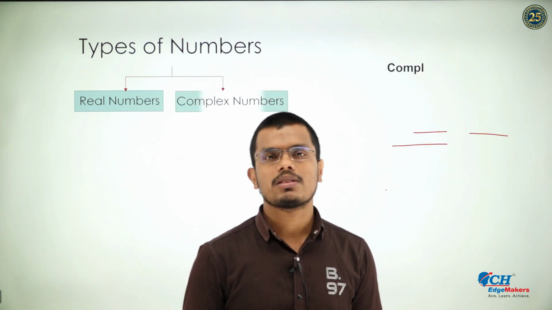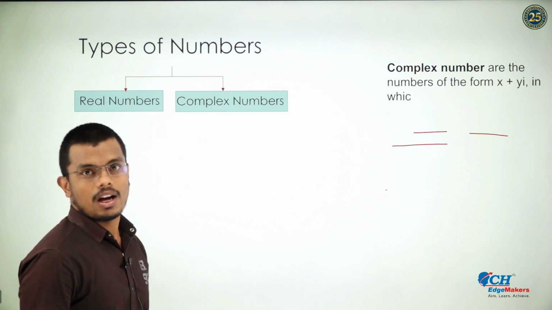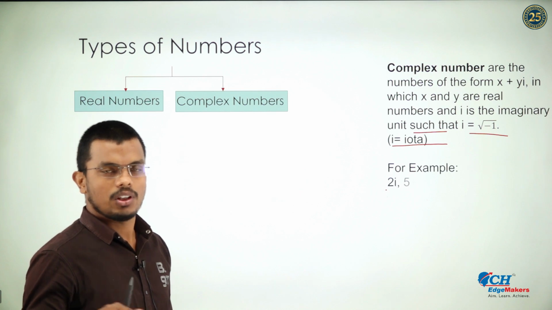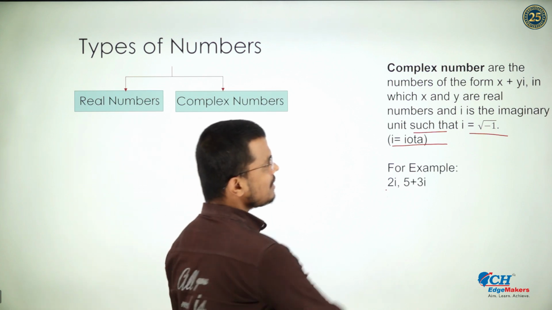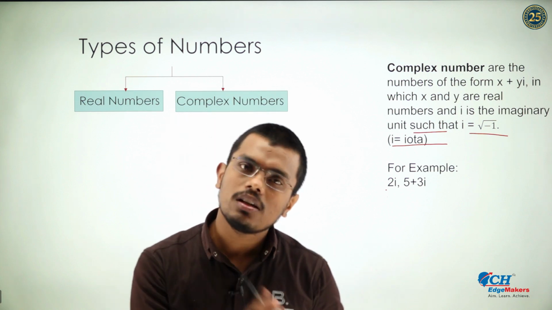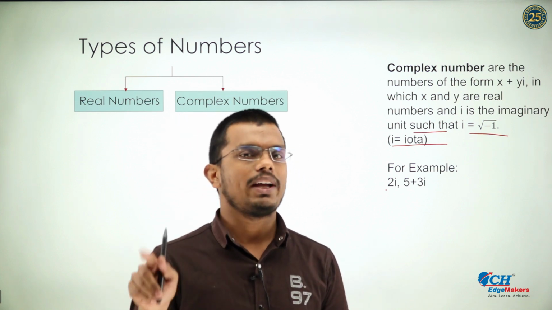So what are complex numbers? Complex numbers are of the form x plus iy. Now what is x plus iy? This x and y are real numbers and i is the imaginary part used with y.